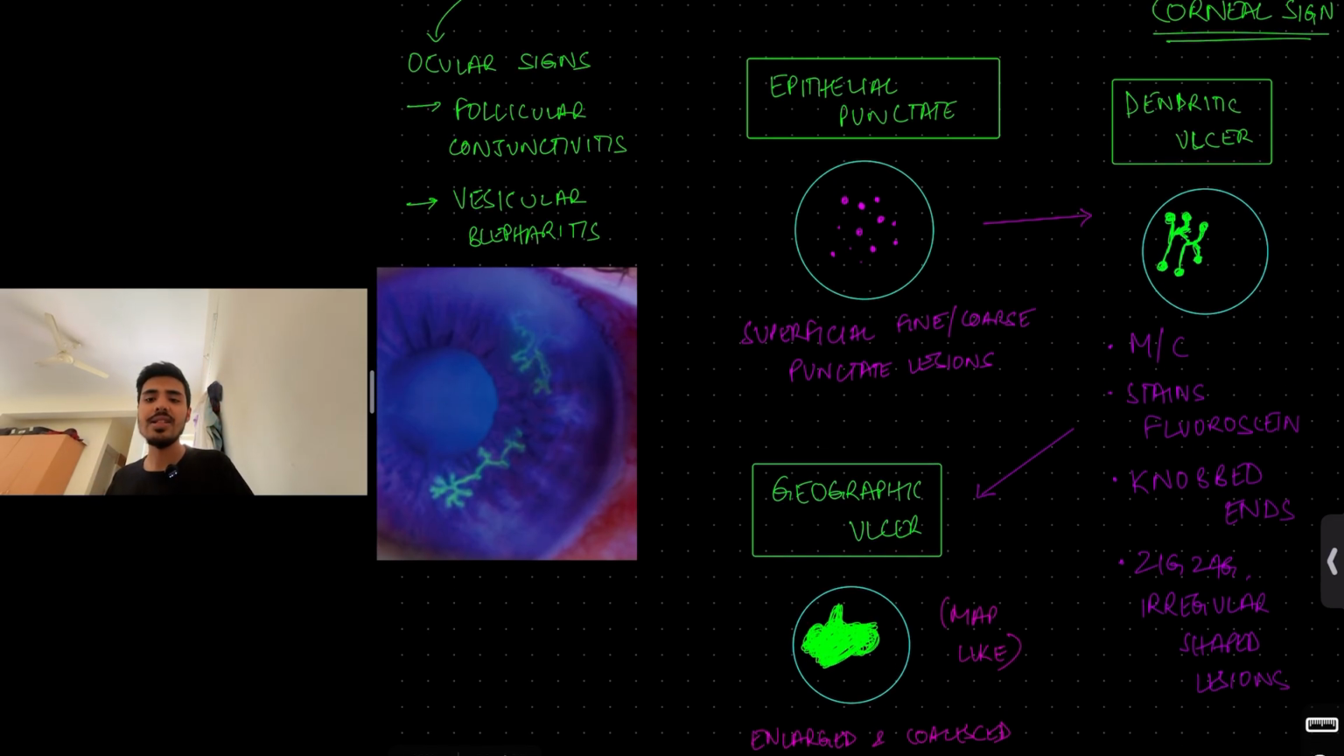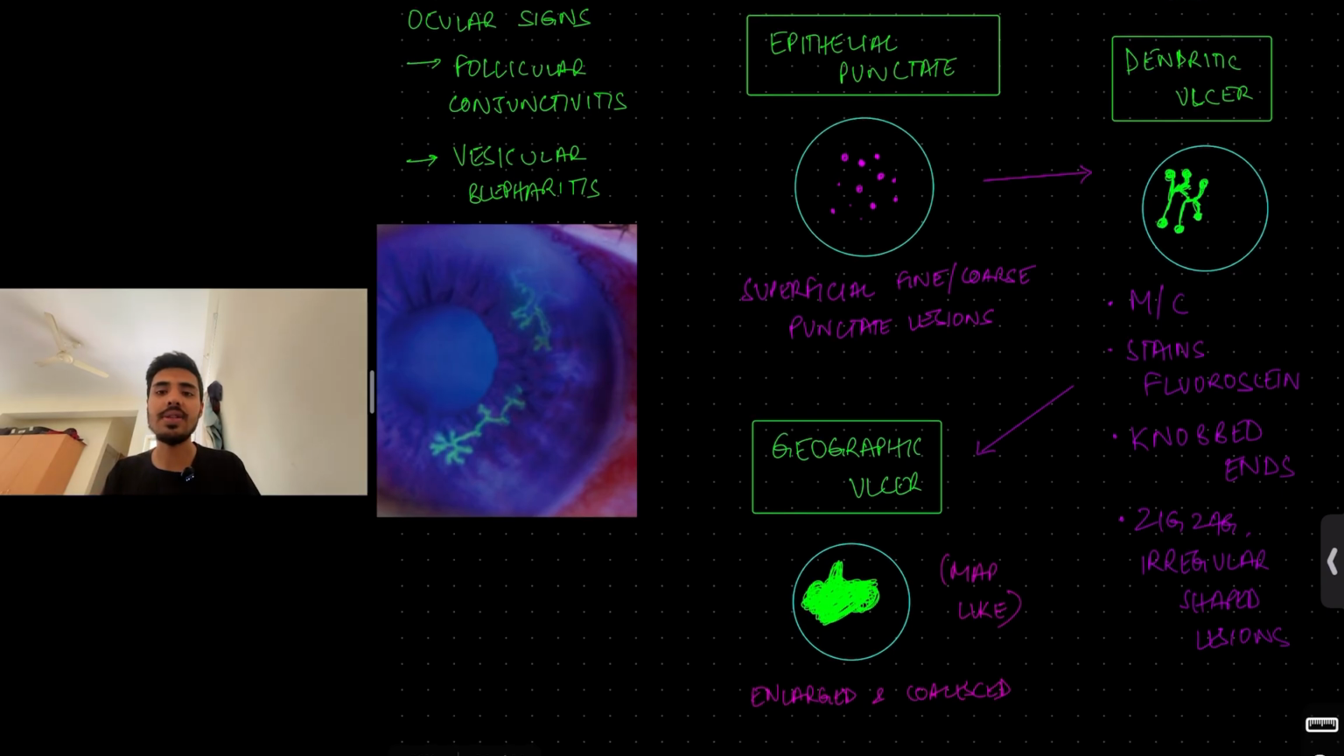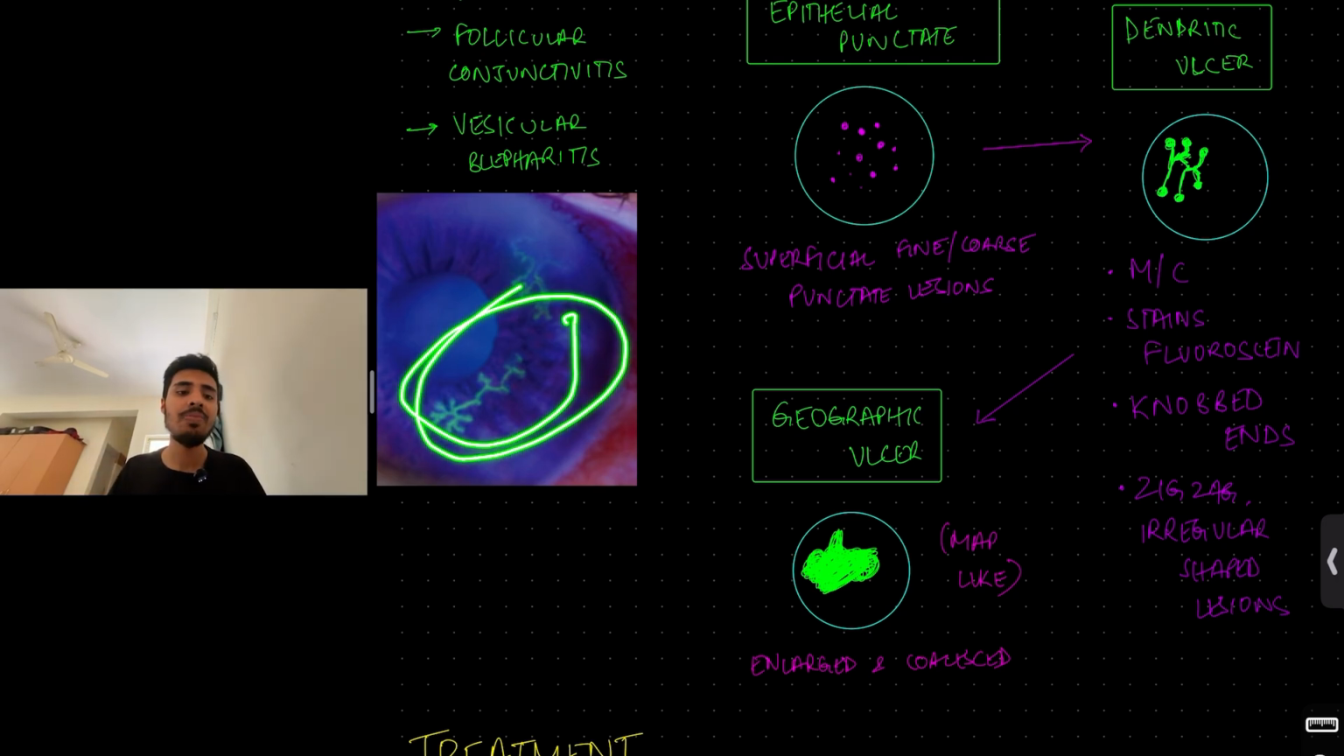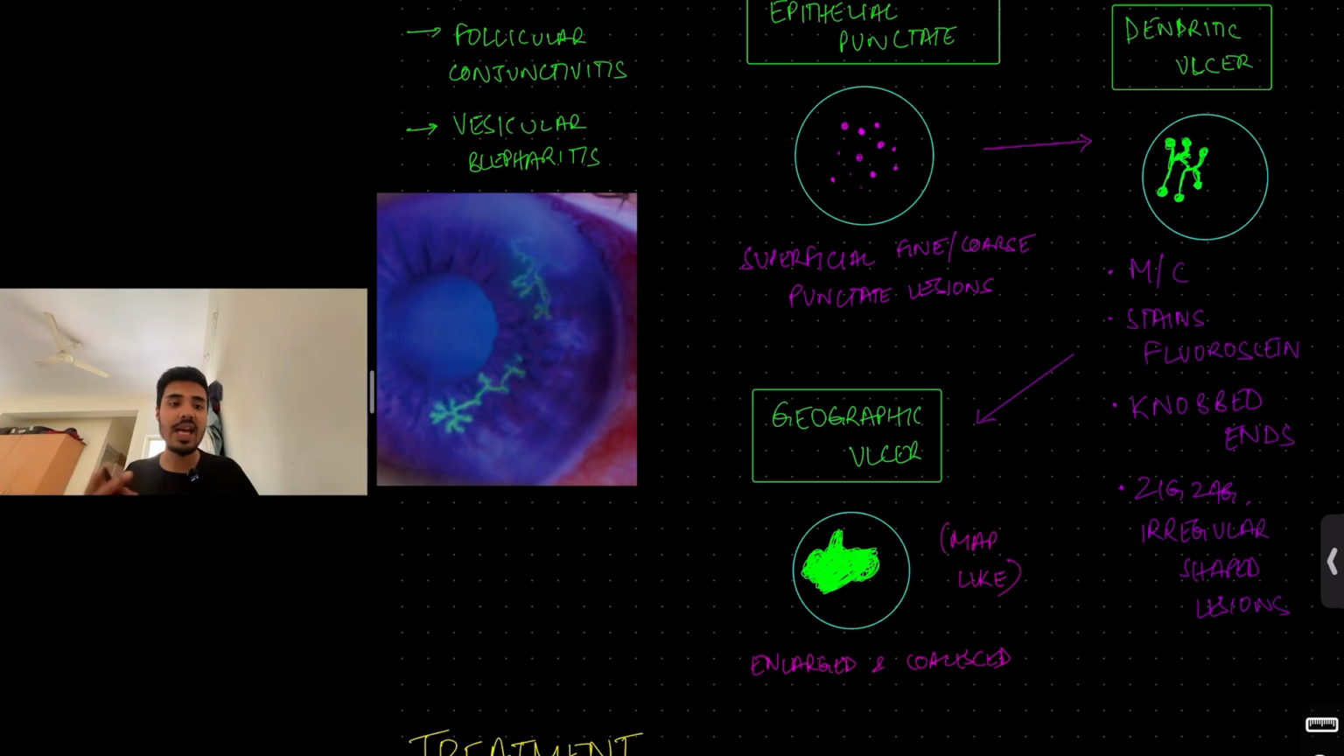It starts as epithelial punctate keratitis, tiny superficial coarse punctate lesions on the corneal epithelium. They grow longitudinally and become something known as a dendritic ulcer. As you can see in this picture, a dendritic ulcer is an irregular zigzag-shaped lesion with knobbed ends. Very important. Here you can see the ends are knobbed. In herpes simplex virus, the dendrites have knobbed ends. Dendritic ulcer is the most common clinical presentation. They stain with fluorescein. As you can see in this picture, they take up the fluorescein stain.